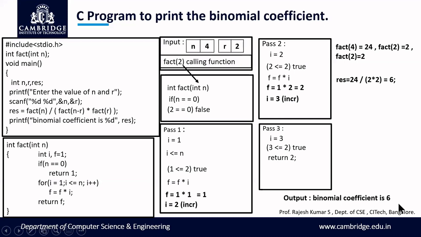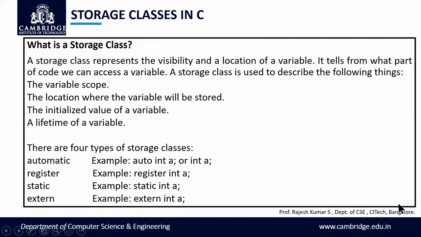Okay, further going with the next topic. The next topic is about storage classes in C. Now, what are storage classes in C? Storage class represents the visibility and the location of the variable. Basically, the storage class will tell what part of the code we can access a variable, or from where we can access the variable. Can a function access the variable which is present in the main program, or something like that? It depends upon the storage class.